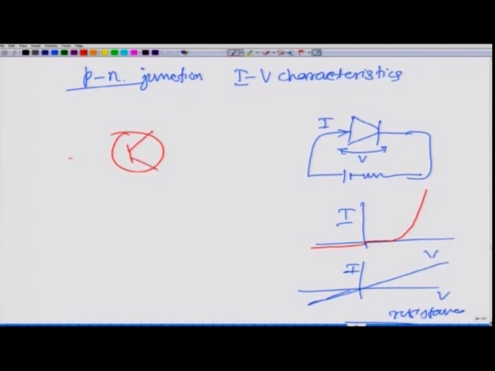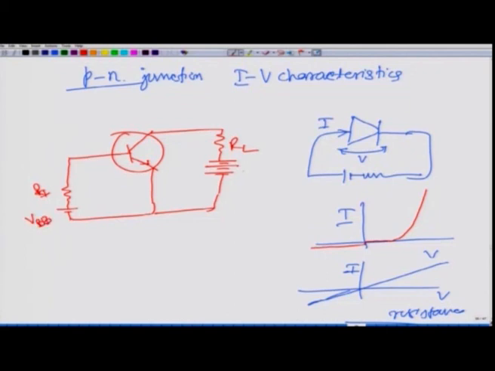Once again I am drawing this figure. Which transistor is this, NPN or PNP? From the arrow you should be able to answer these types of questions. So, this is the input side, and the output side is like this. This is RL, this is RI, this is VBB, and this is VCC. Remember, this emitter is common.